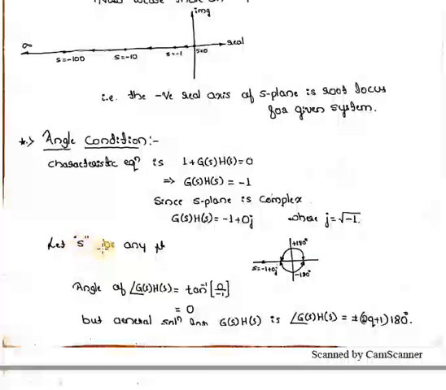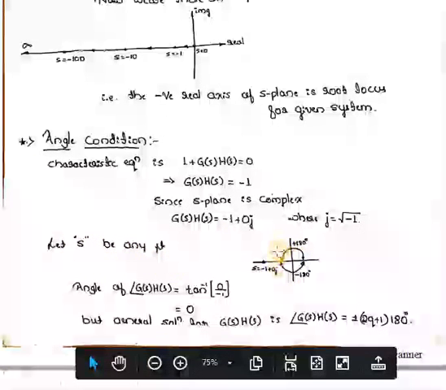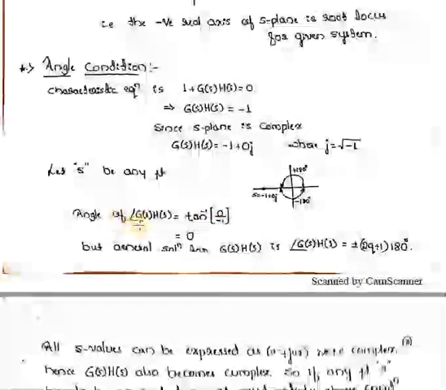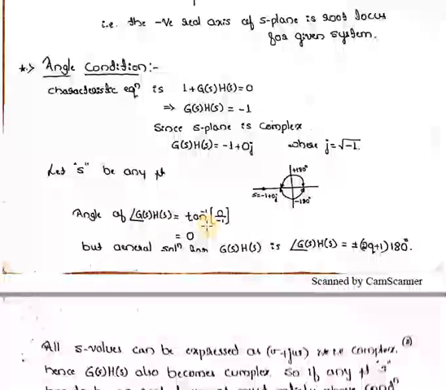Now let s be any point here, and the angle of G(s)H(s) you can write as tan inverse of imaginary part divided by real part, that is 0 by minus 1. In this equation the imaginary coefficient is this one and the real part is this one, minus 1. So tan inverse of 0 by minus 1 will be 0. But the general solution is that the angle of G(s)H(s) is equal to plus or minus (2q plus 1) into 180 degrees.